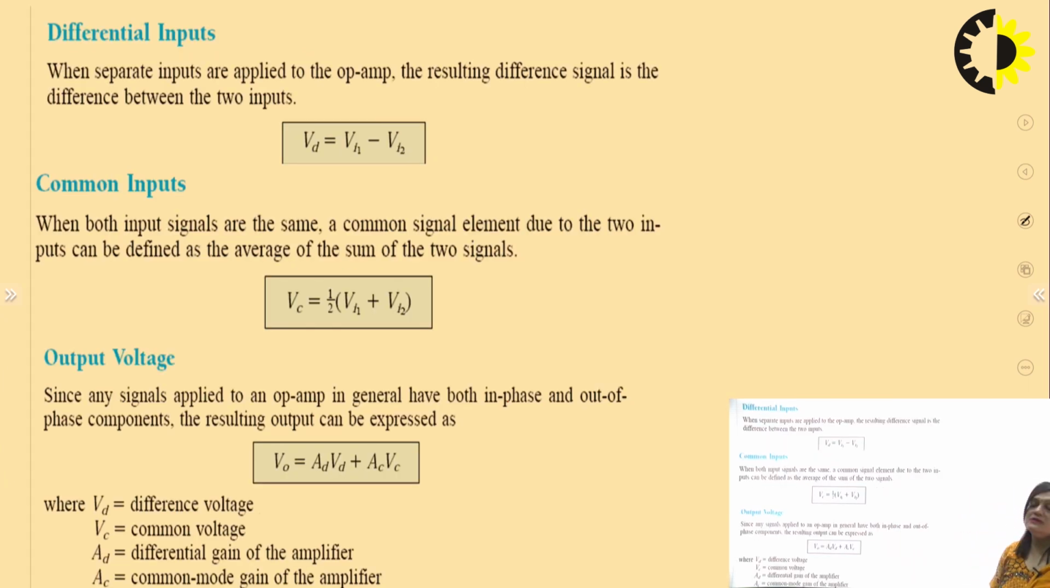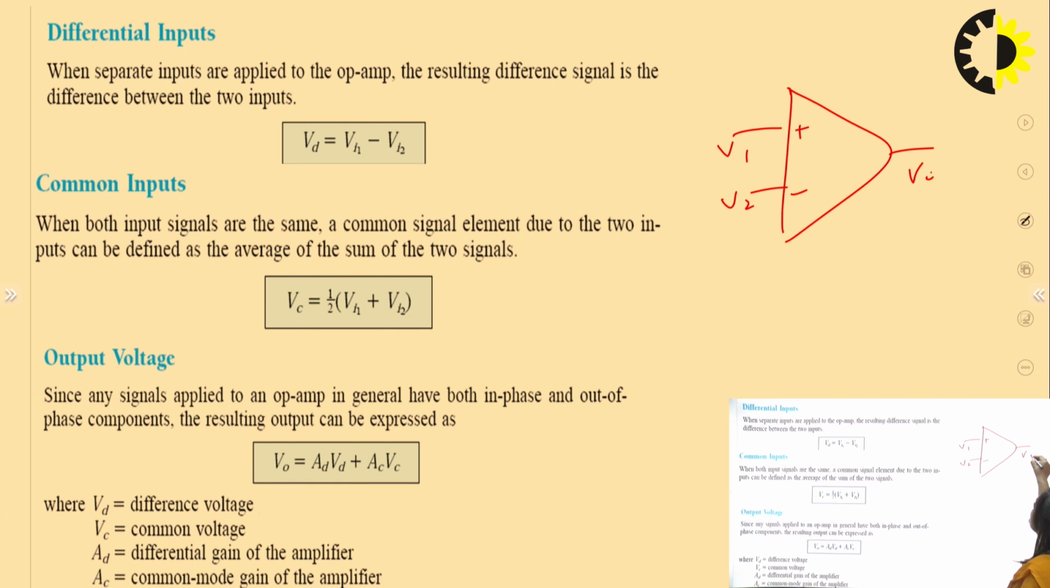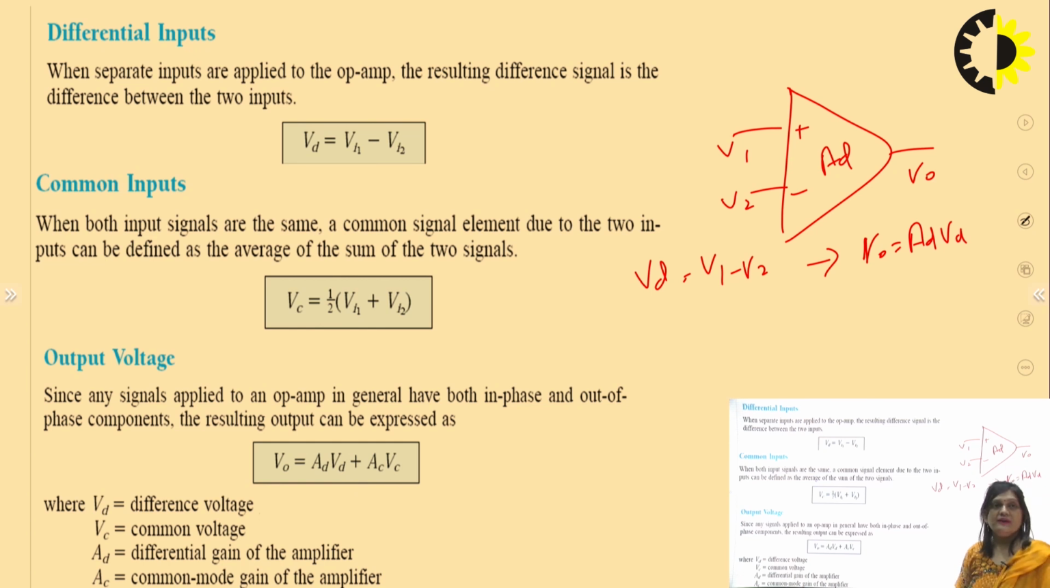So this is how we can use the op-amp in different modes. If we apply two different signals at the op-amp plus and minus, this is V1, this is V2. The difference V1 minus V2 is the differential mode input. The output due to this mode would be V0 equal to AdVd, where Ad is the differential mode gain, meaning the gain of the op-amp when two inputs are applied.